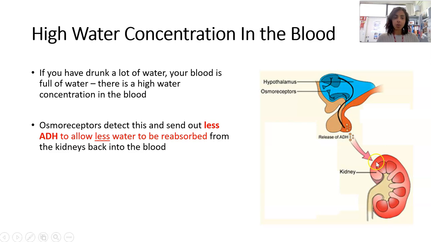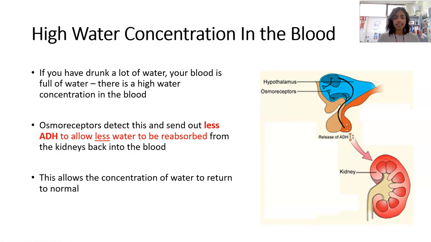Remembering that hormones are just chemical messengers, if you don't want to send out too many messages telling water to stay, less ADH is released, so therefore less water is kept by the body. If less water is kept by the body, that means more water is passed out as urine. When more water is passed out as urine, the water concentration of the blood starts to decrease and we return back to normal.